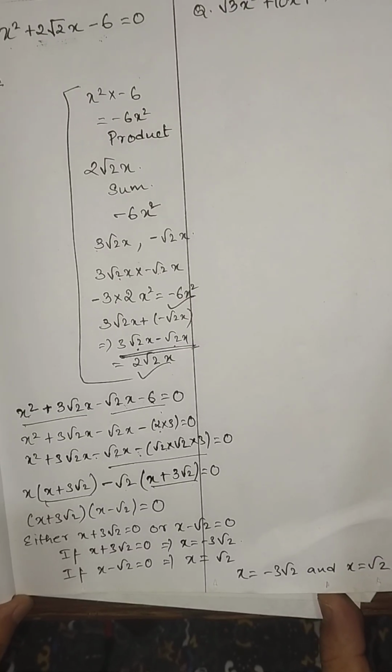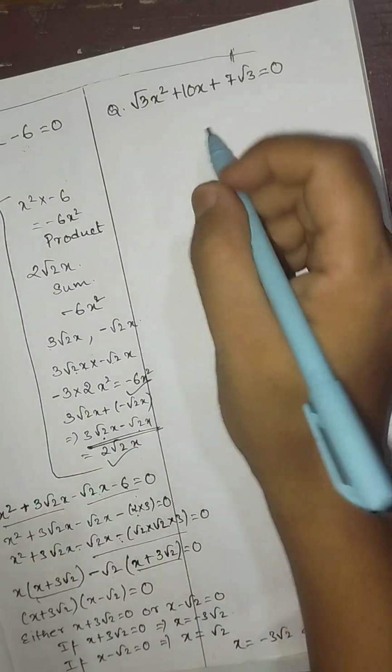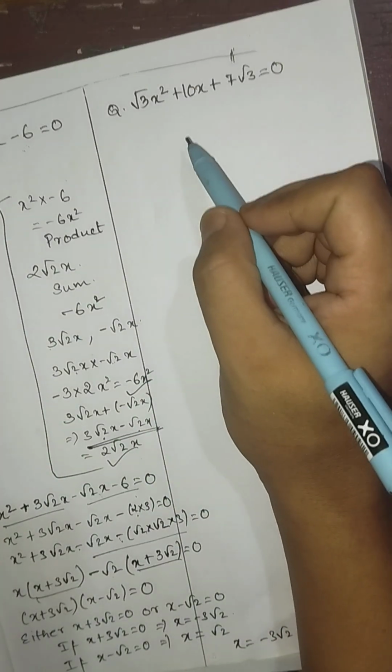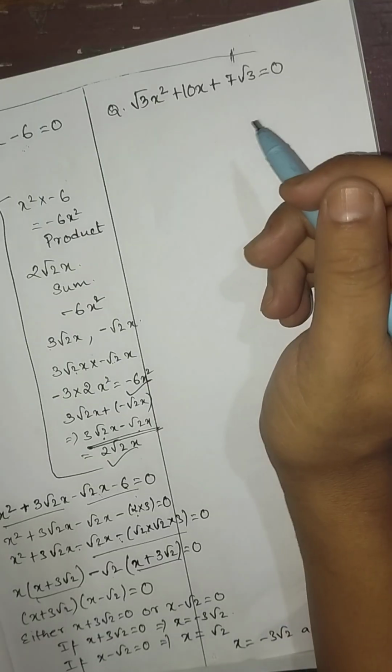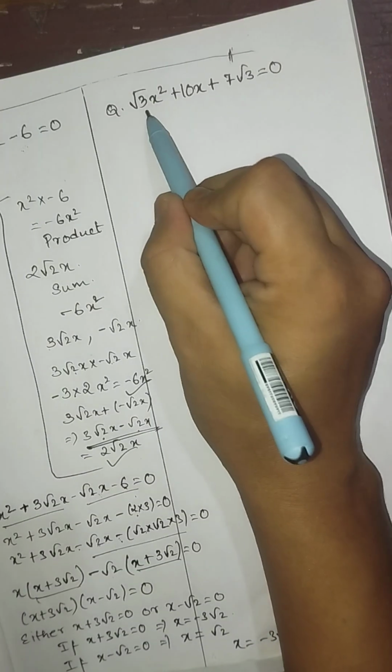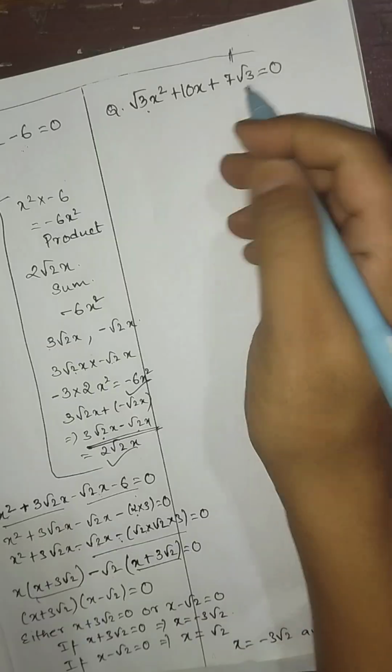Alright, thank you. So now let's go for the next question, that is root 3 x square plus 10x plus 7 root 3. Okay, the same condition now. Let's start first by multiplying the square term with the constant term.